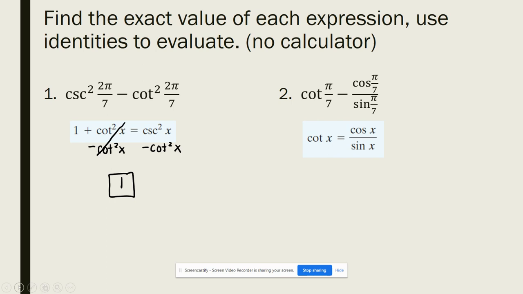Once again, we can replace x with any of the angles as long as the angle measures are the same. So I'm going to keep that first cotangent of pi over 7 as it is, but I get to replace that second term with what it represents. It is really cotangent of pi over 7. Notice that we're subtracting the same thing. When you subtract the same thing, you're going to get 0, and that would be your answer.